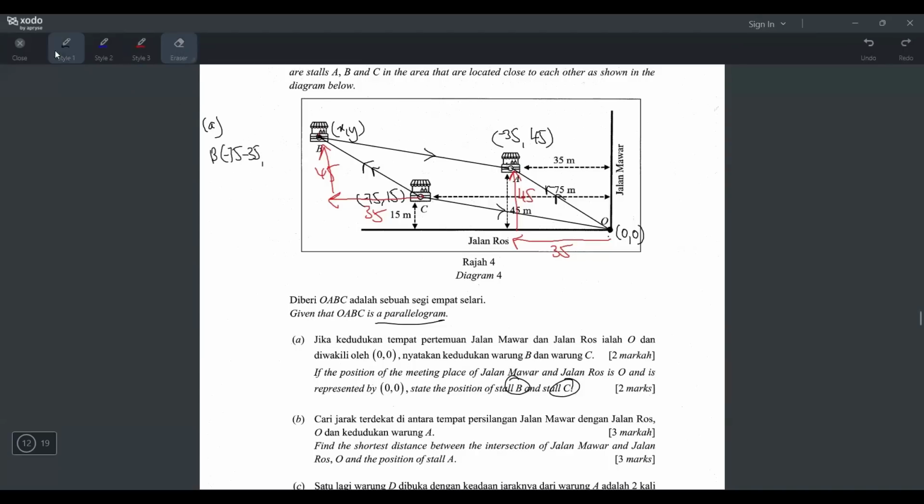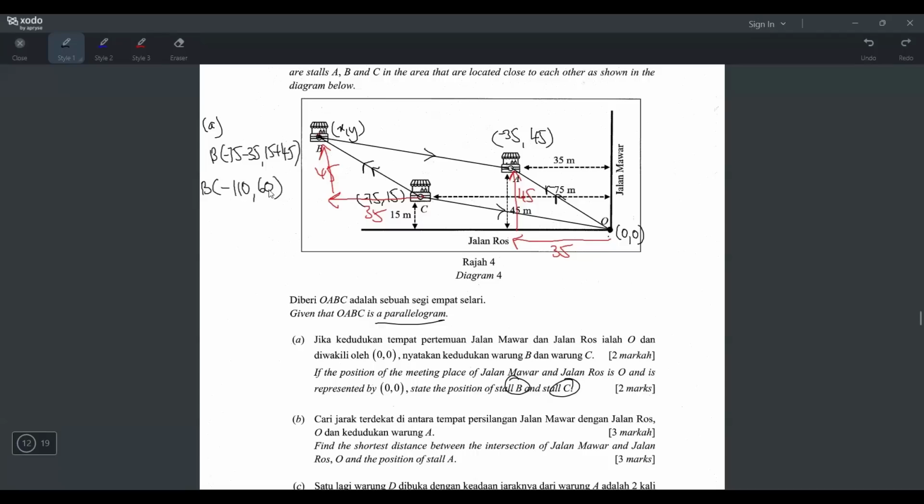And then for the y coordinate, this y coordinate is 15, right? But you have to go up another how much? You have to go up another 45. And how I know this 45 is because from O to A is like that, 35, 45. So from C to B also, it will be like this also. So it will be 15 plus 45. So if you calculate this, you will get negative 110 and then 60.